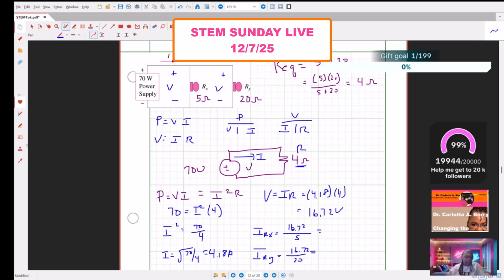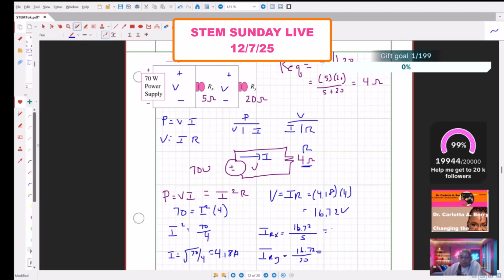16.72 divided by 5 is 3.34 amps. Okay, and 16.72 divided by 20. All right, we're getting good answers now. That's 0.836 amps.